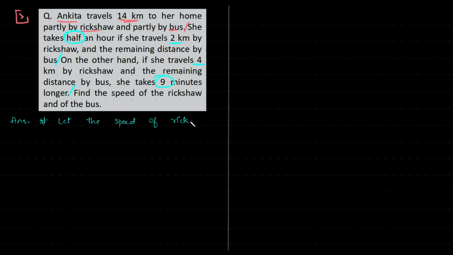rickshaw be x, or if you want to go with r or something, and that of bus be b. Okay, now on to the diagram. So I increase the diagram, you guys know that.